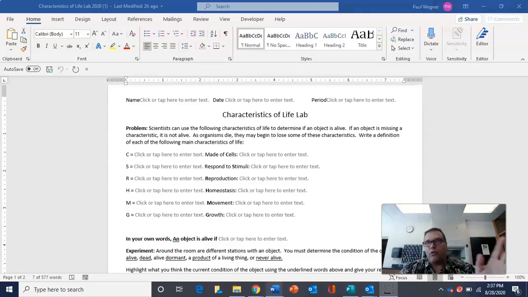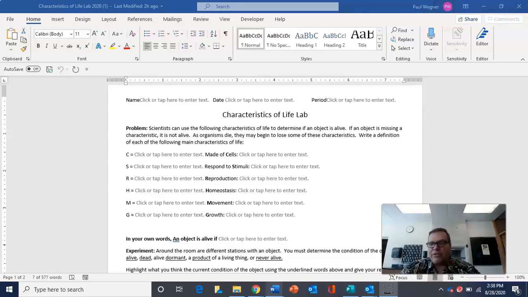And then to the right of that, you can see exactly what each one of those letters stands for. C stands for cells. S stands for stimuli. R for reproduction. H for homeostasis. M for movement, and G for growth. So let's look at each one of those.